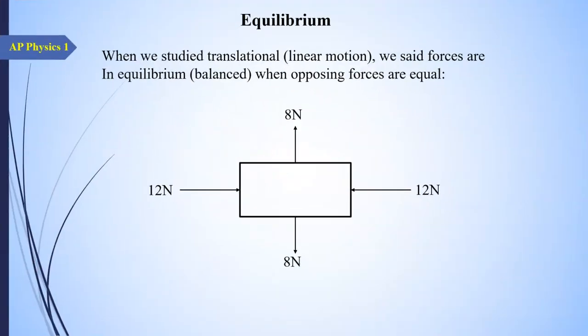So we studied translational, which is the same as linear motion. When we studied it, we said forces are in equilibrium. That is, they're balanced when opposing forces are equal. So the 8 on the top and the 8 on the bottom of that free body diagram are opposing each other. The 12 on the right and the 12 on the left are opposing each other. And so those are balanced forces.